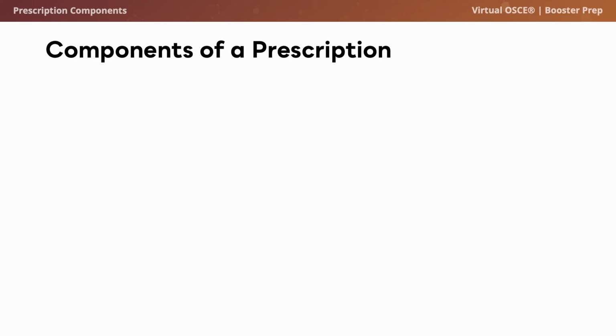So first is the drug. So what is the name of the drug that you're prescribing? So this is the most important part. As well, you'll have the strength or the dose of the drug. And so this refers to the potency or the concentration of whatever medication you're prescribing. For instance, it could be in different units or it could be in different volumes, depending on what formulation the drug is prescribed in.